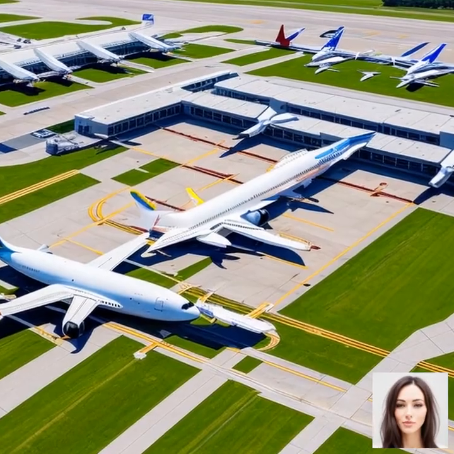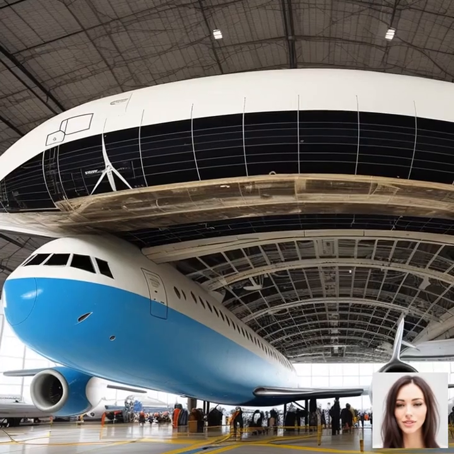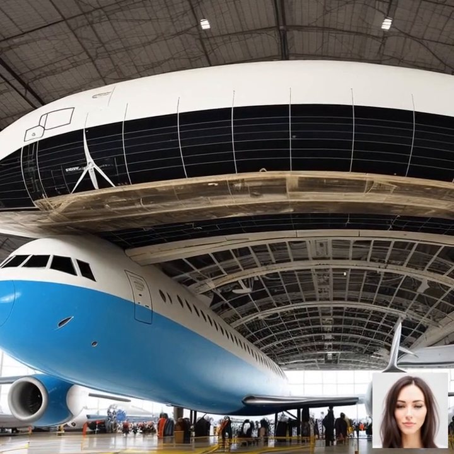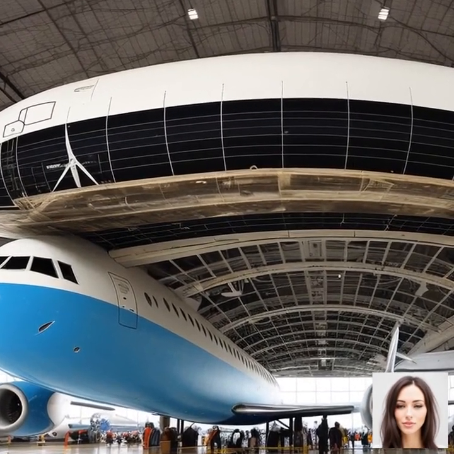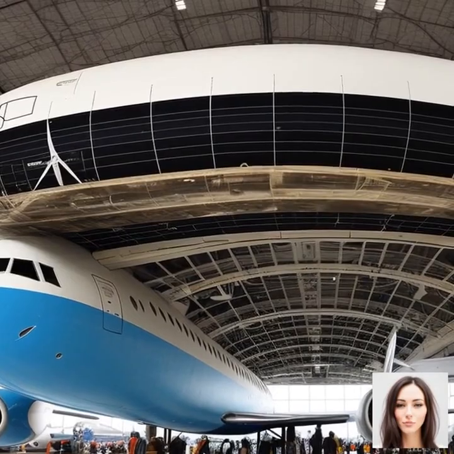Next, we have drag. Drag is the force that opposes an airplane's motion through the air. It's created by the friction and turbulence that occurs as the airplane pushes through the air. The shape of an airplane, especially its wings and fuselage, plays a significant role in minimizing drag, allowing it to move more efficiently and with less resistance.